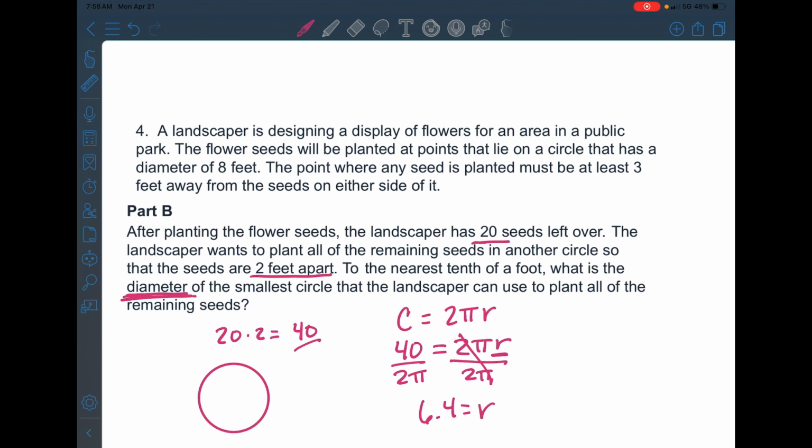Don't stop at the radius. It's not asking us for that. It wants the diameter. So remember, our radius is just half of our diameter. So if we multiply this, we get 12.7. And if we put feet, because we're using feet here, okay, this would be our diameter.